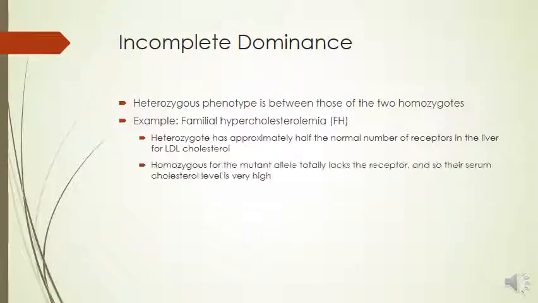In incomplete dominance, what we have here is the heterozygous phenotype is intermediate between that of either homozygote. In complete dominance, only one allele is expressed and the other is not. An example of this is in familial hypercholesterolemia, an autosomal dominantly inherited disease, and the heterozygote has approximately half the number of receptors in the liver for the LDL cholesterol. The homozygous form for the mutant allele totally lacks a receptor, and so their serum cholesterol level is very high.